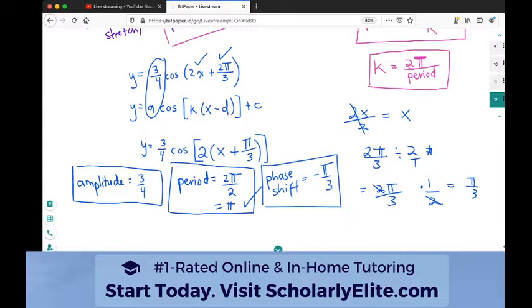If anyone is confused by what I'm talking about, just feel free to leave a question, and I'm happy to answer. But really, this means that it's shifted left. Okay? Because basically when the original equation has a positive here, that means it shifts to the negative, and when it has a negative, it shifts to the positive.